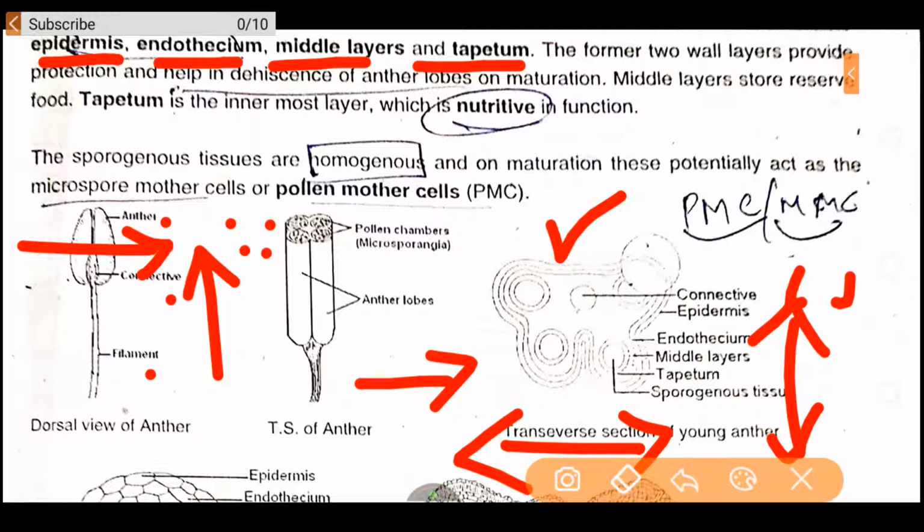So carefully observe: the outer layer is epidermis, followed by endothecium, followed by middle layers, followed by tapetum, and then sporogenous tissue. And this is the connective. You see this connective.